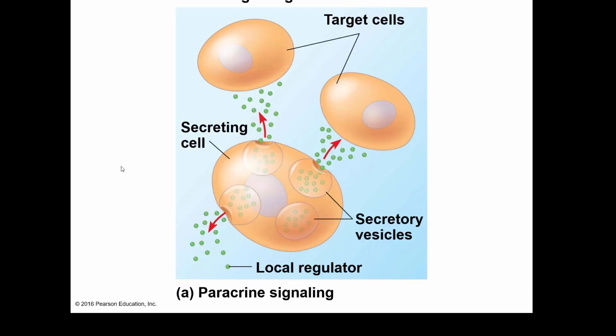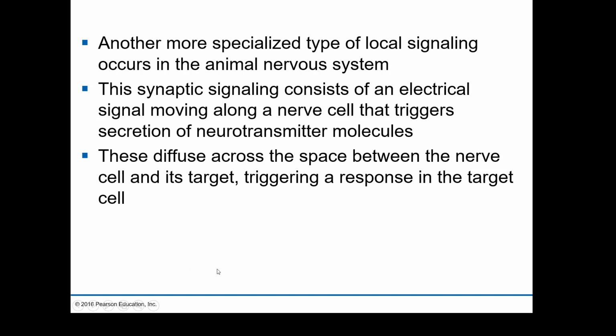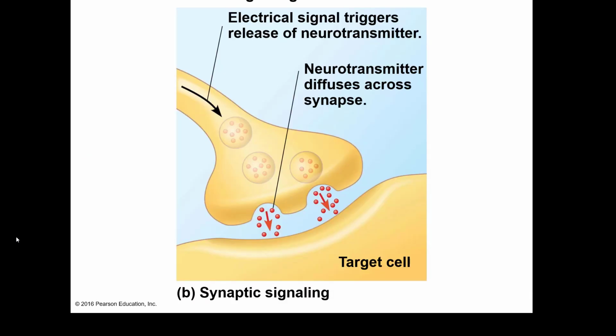So here you've got local signaling, paracrine signaling, where it's only going to signal something to very close by cells. And so you have this exocytosis, right? Secretory vesicles are secreting things that are going to hit the target cell and tell that target cell to do something. Another more specialized type of local signaling occurs in the animal nervous system, and this is synaptic signaling, consisting of electrical signals moving along a nerve cell that triggers secretion of neurotransmitter molecules. These diffuse across the space between the nerve cell and its target, triggering a response in the target cell.